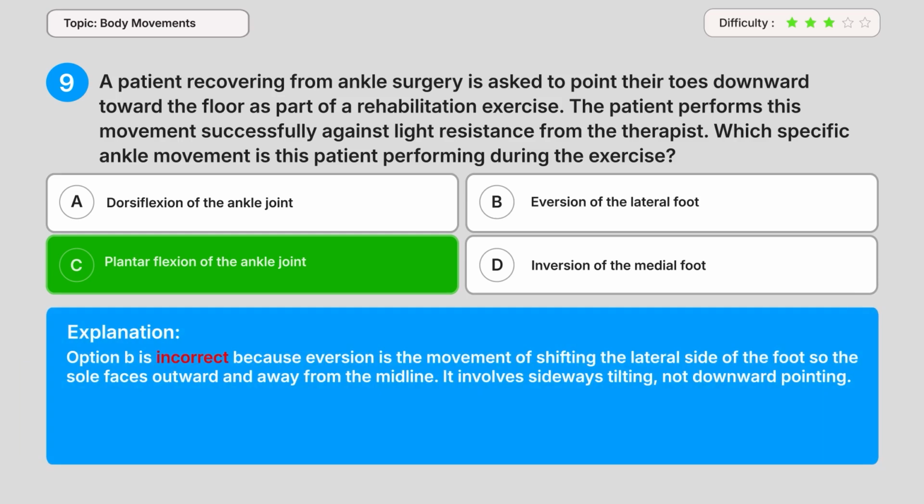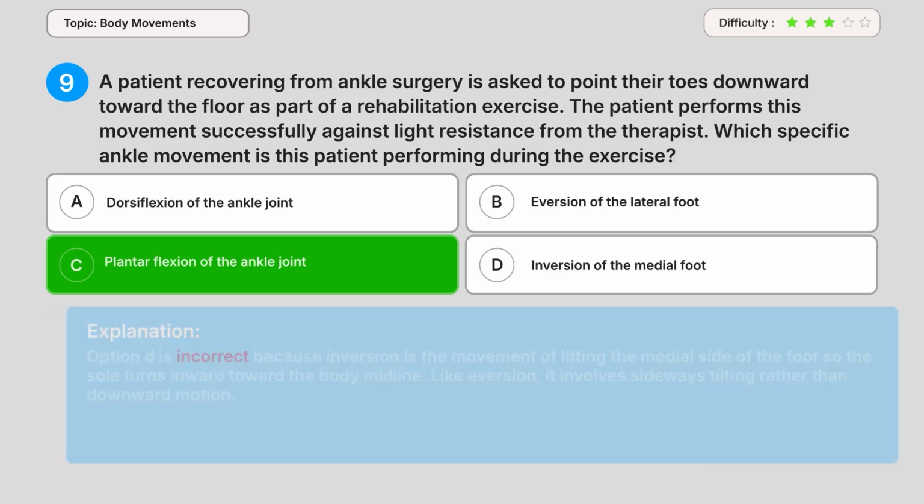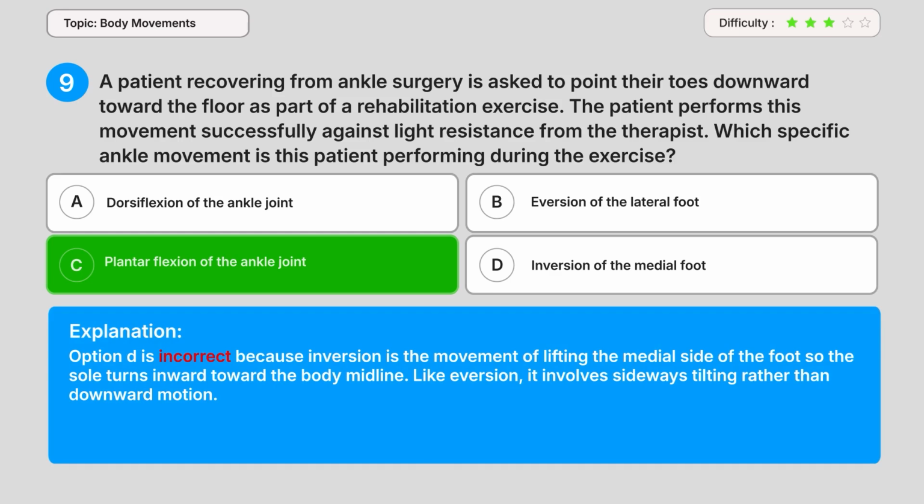Option B is incorrect because eversion is the movement of shifting the lateral side of the foot, so the sole faces outward and away from the midline. It involves sideways tilting, not downward pointing. Option D is incorrect because inversion is the movement of lifting the medial side of the foot, so the sole turns inward toward the body midline. Like eversion, it involves sideways tilting rather than downward motion.